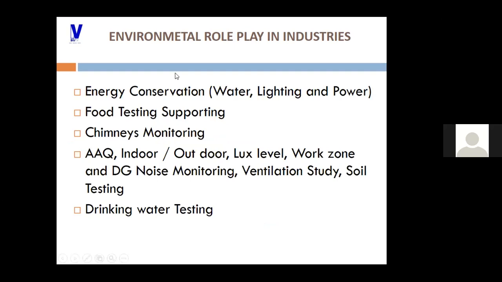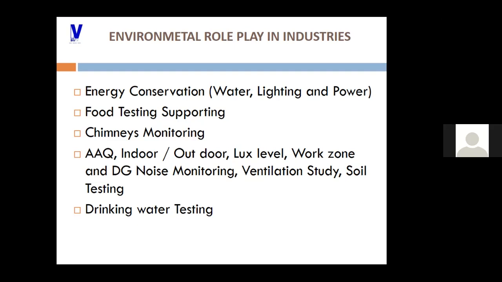And another one, their major role is energy conservation. All the areas like water, lighting and power, all the segments, they will share their outputs, because in some of the core industries, energy conservation has a separate department of energy, but in the case of medium scale and Tier 1, Tier 2 category industries, energy conservation comes under their environmental department only. Parallelly, they will coordinate with maintenance teams. Food testing supporting. In the food testing, they are not directly involved, they are coordinating with the HR departments.